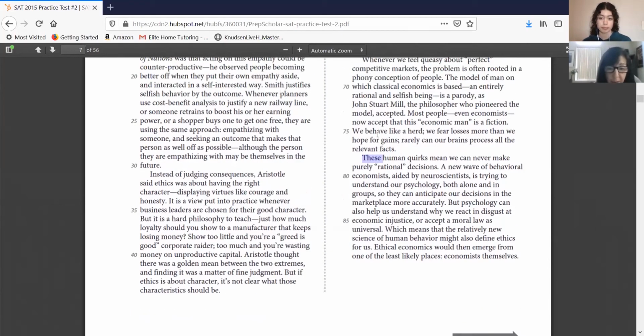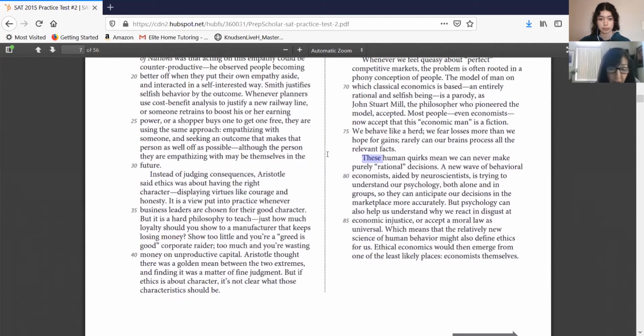Reiteration of the purpose. So we behave like a herd. We fear losses more than we hope for gains. Rarely can our brains process all the relevant facts. These human quirks mean we can never make purely rational decisions. A new wave of behavioral economists, aided by neuroscientists, is trying to understand our psychology, both alone and in groups, so they can anticipate our decisions in the marketplace more accurately.